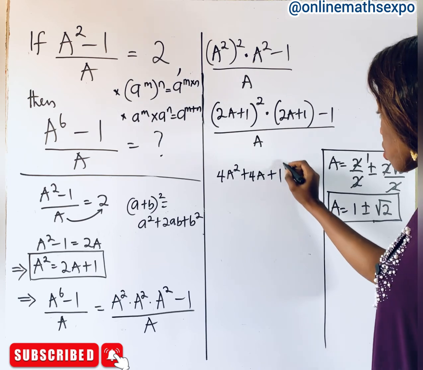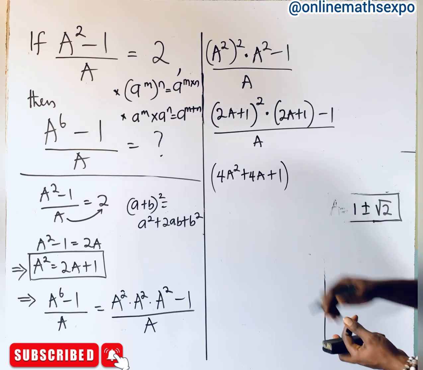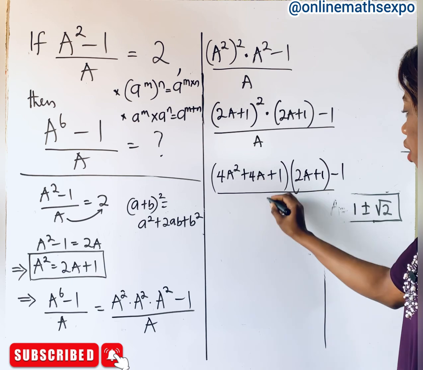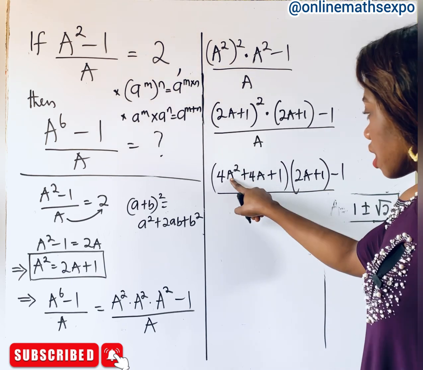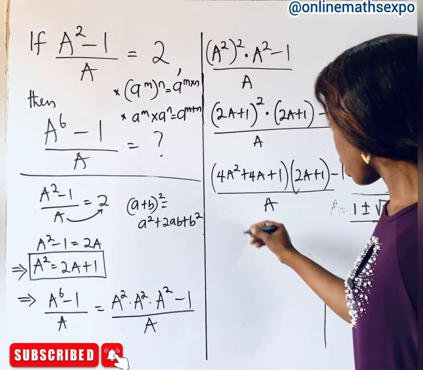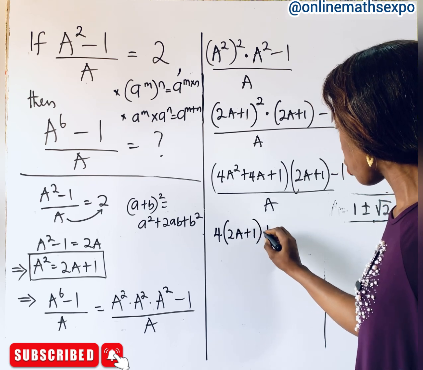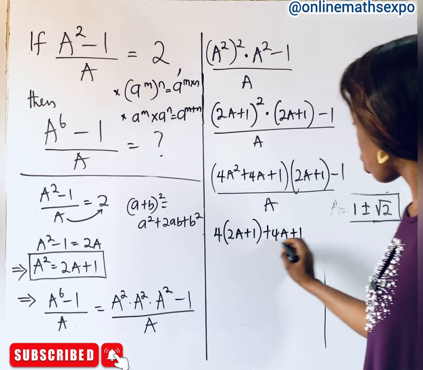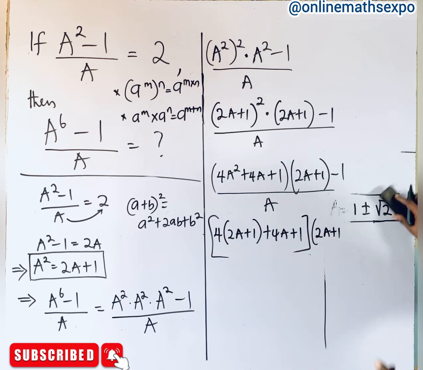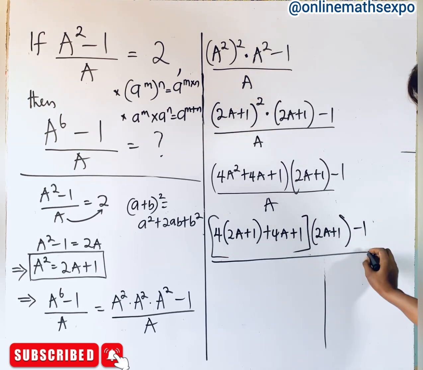Then we are going to have this put together and is equal to what? So we're going to have multiply again by 2a plus 1 minus 1 all over a. So let's add this. Remember, this a squared, we are going to still remove it using 2a plus 1. So in that case, we're going to have 4 into 2a plus 1 plus 4a plus 1, okay, then multiplying 2a plus 1 minus 1 all over a.